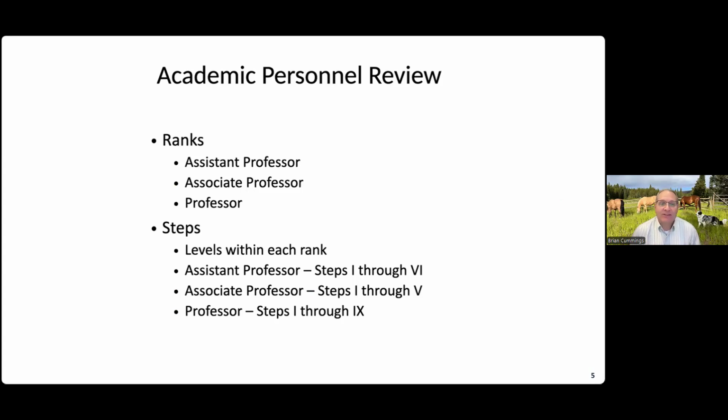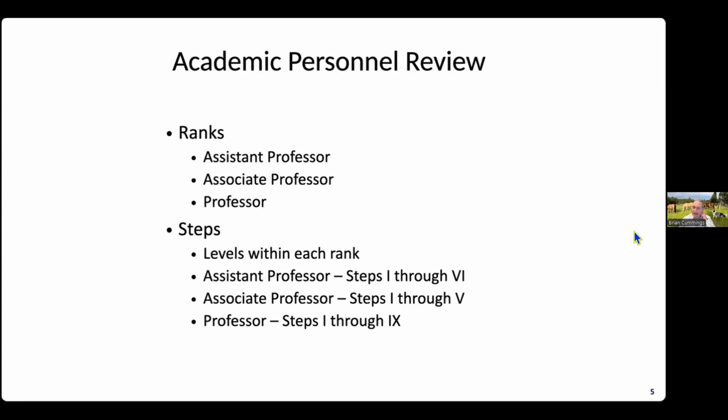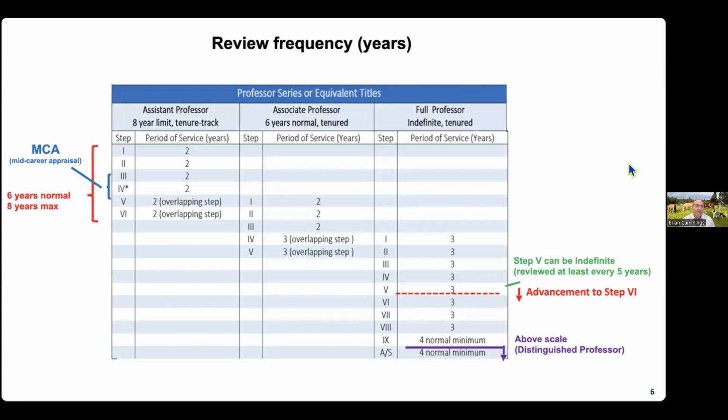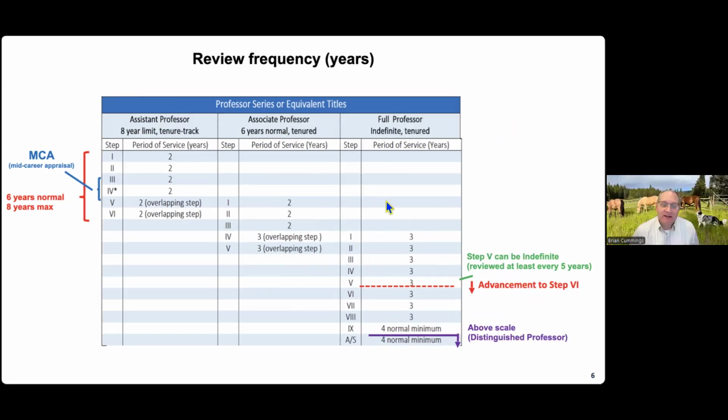So that we're all using the same language when we're talking about academic personnel review, we refer to ranks as assistant, associate, or full professor. And then within those ranks, there are steps. The steps are the various levels at each rank, and each rank has a different number of steps. That can be seen on this chart here. If you look to the first column, assistant professor series has steps 1 to 6, and steps 5 and 6 overlap with the associate professor series.